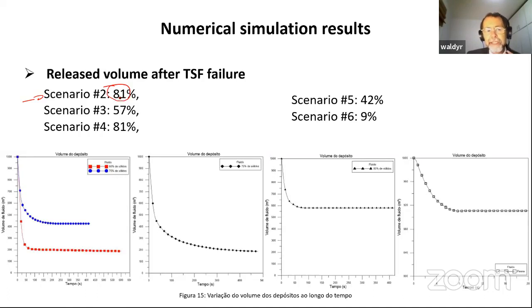It means that it went far away, because we have talked about this before. The material stopped at abscissa of 630 meters. In scenario 3, the 75%, 57% of the material was released. So almost half of the material is still there in the deposit.